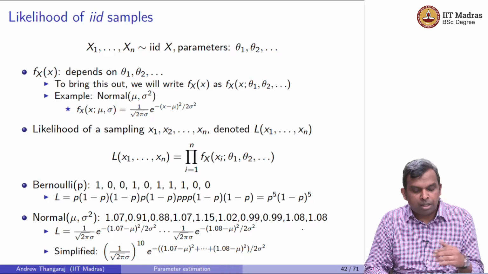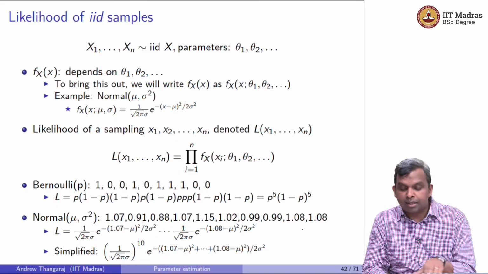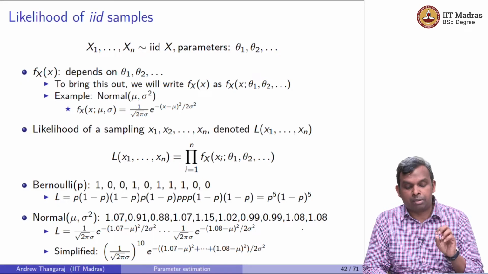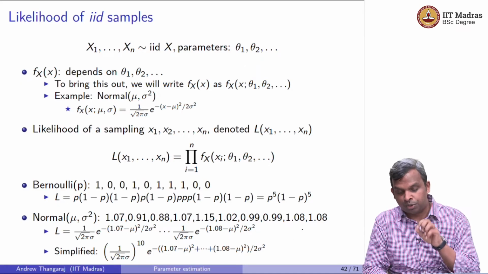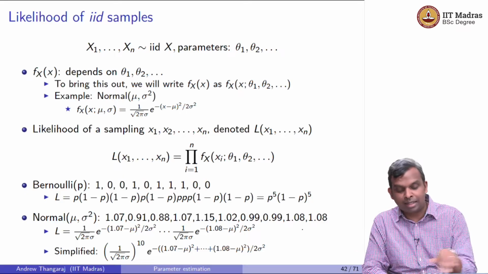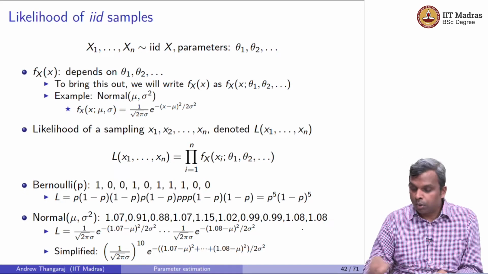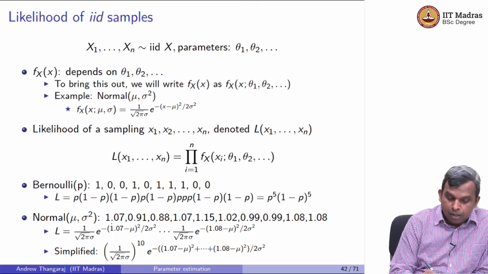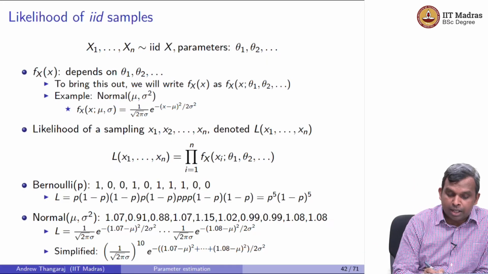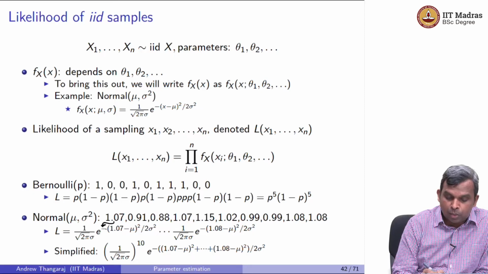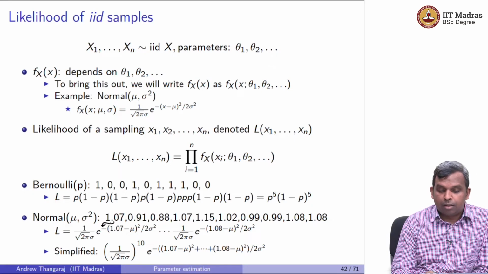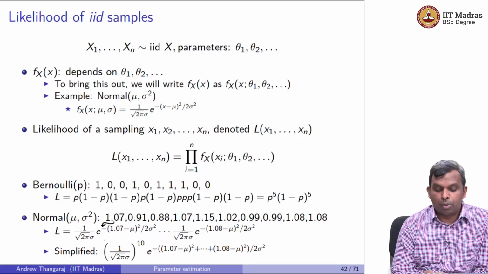Under some normal distribution with mu and sigma squared, here is the sequence of samples I saw: 1.07, 0.9, 1.88, 1.07, 1.15. These are the samples, 10 samples once again. How will you evaluate the likelihood? You take the first sample and you know the density function. You plug in x equals 1.07, and you get the density function evaluated at that point.